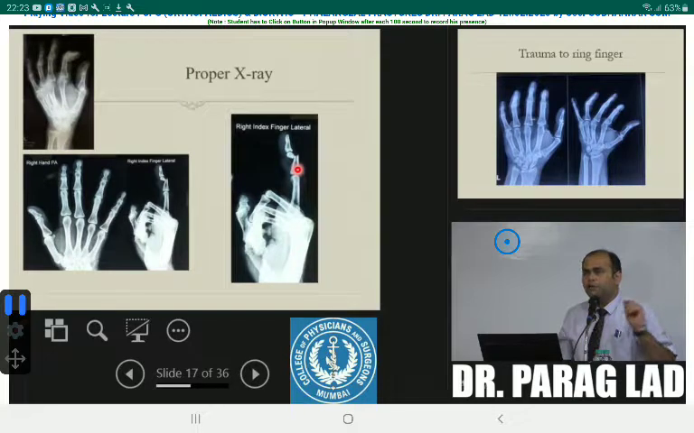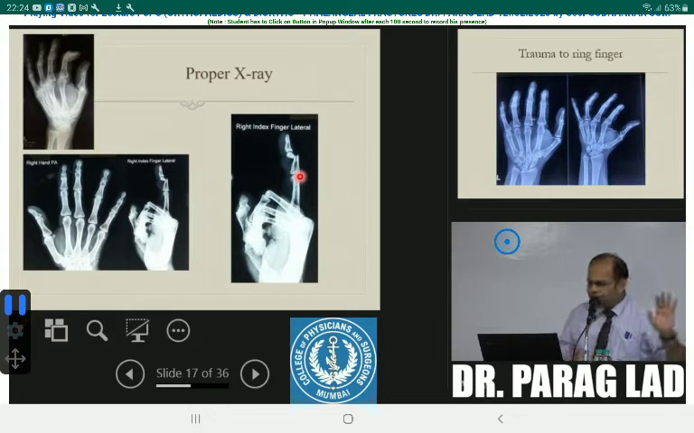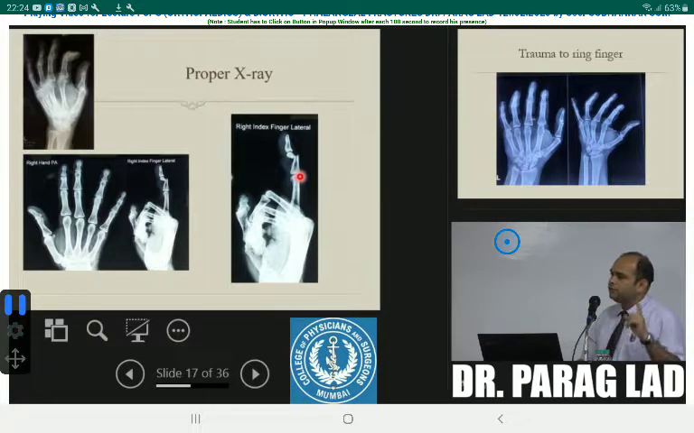So the treatment is very clear. First you reduce it and then put an axial K wire. Just put a longitudinal axial K wire. Don't remove it for 2 months. No stiffness, nothing. Once the fracture heals beautifully, you remove K wire, then start the DIP joint movement. Okay. So with this injury, the message is finger injury, finger X-ray. Metacarpal fractures, hand X-ray. Okay.